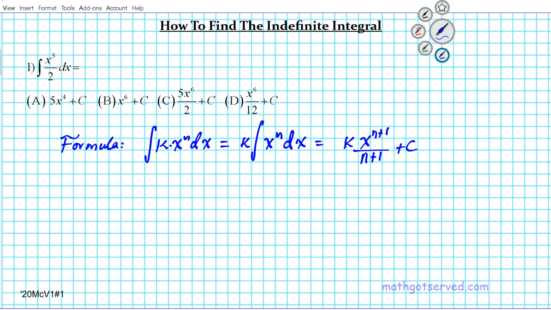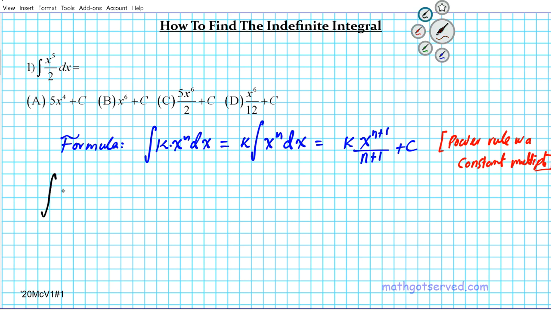Alrighty, so this is known as the power rule with a constant multiple. So let's write down what this is. This is power rule with a constant multiple. Alrighty, so let's go ahead and apply it to this particular problem here.